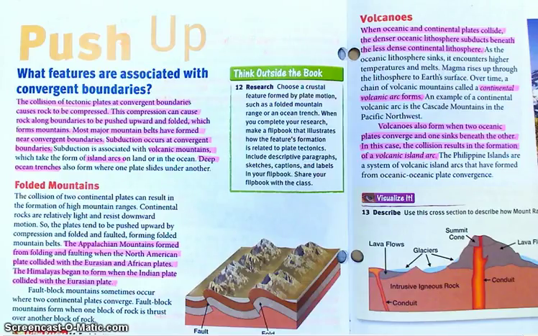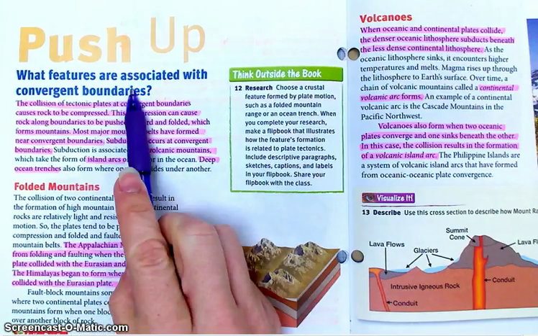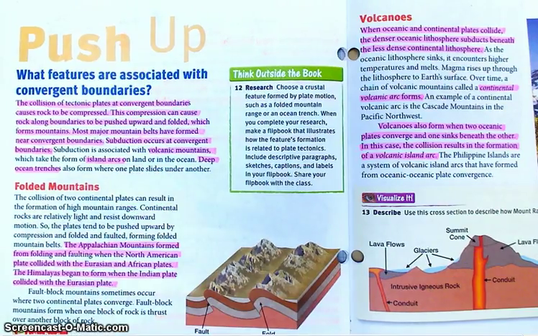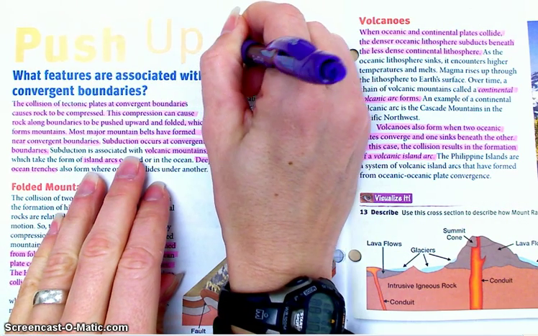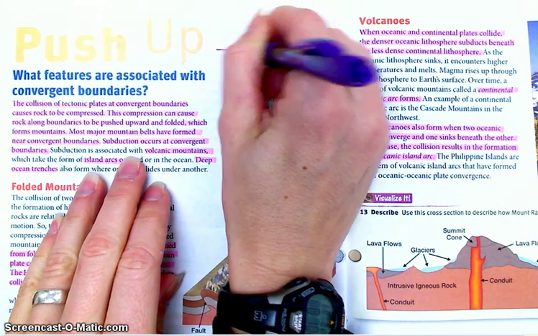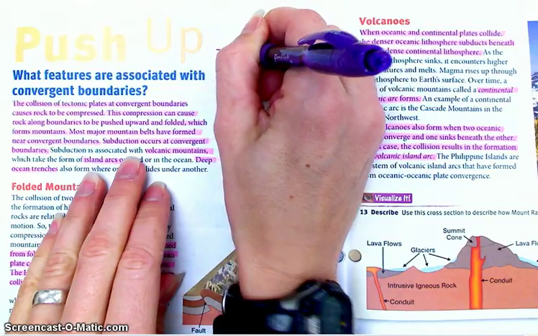Okay, good morning. We're on page 362, and we're going to be talking about convergent boundaries today. You've seen them mentioned in the previous pages, but now we're going to talk about them in more detail and what sorts of features are associated with convergent boundaries. Remember that convergent boundaries are boundaries where two plates are pushing together.